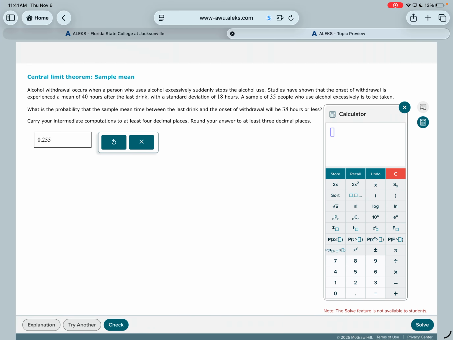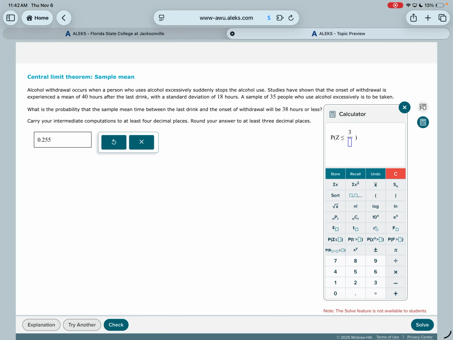Okay, so alcohol withdrawals occur when a person uses alcohol excessively and suddenly stops alcohol use. Studies have shown that the onset of withdrawals has a mean of 40 hours and a standard deviation of 18. A sample of 35 people who usually use alcohol excessively is taken. What is the probability that the sample mean time of the last drink onset will be 38 hours or less? Okay, same button, 38 hours or less.